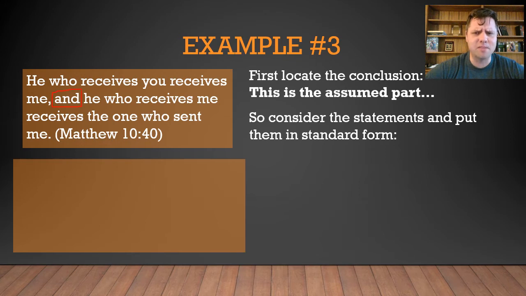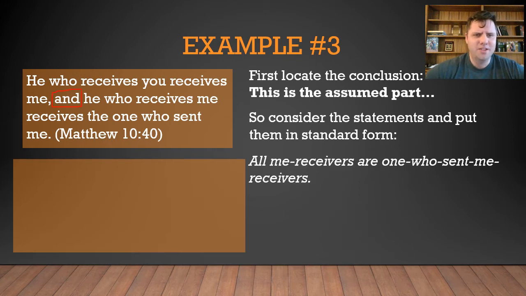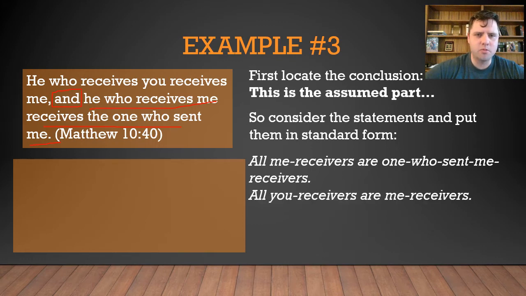So now we're going to consider the statements and put them in standard form. Here we just take the second statement. All me receivers. Again, this is weird language, but this is how we do it. All me receivers are one who sent me receivers. That comes from this: all he who receives me receives the one who sent me. So all the ones receiving me are ones receiving he who sent me. And then the first statement would be, all you receivers are me receivers. He who receives you receives me. All you receivers are me receivers.